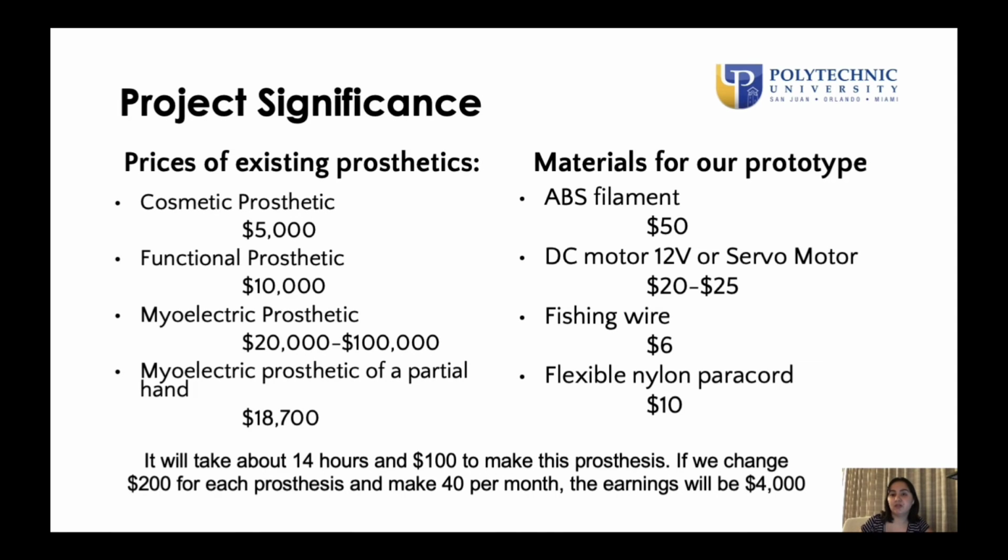ABS filaments $50 per 50 pounds, motors between $20 and $25, fishing wires $6, and flexible nylon paracord $10. It will take about 14 hours and $100 to make these prostheses. If we charge $200 per each prosthesis and make 40 per month, we'll be having earnings of $4,000.